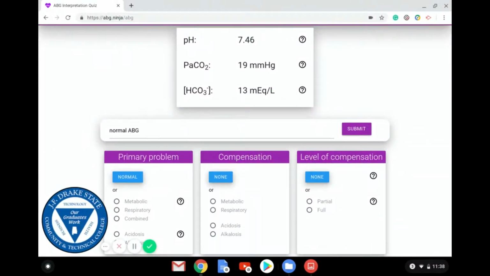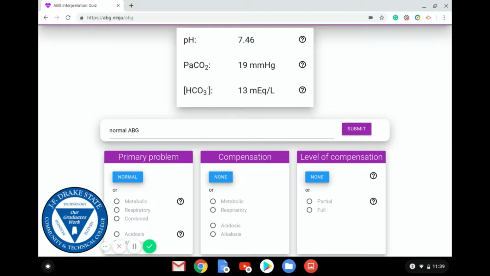Today we'll have a quick overview of how to interpret ABGs. We're going to start out by giving you some normal values that we should see within the body. After that, we'll go into conditions of acidosis and alkalosis. And finally, we'll learn about the differences between metabolic and respiratory acidosis and alkalosis, and finish up with the interpretation part.